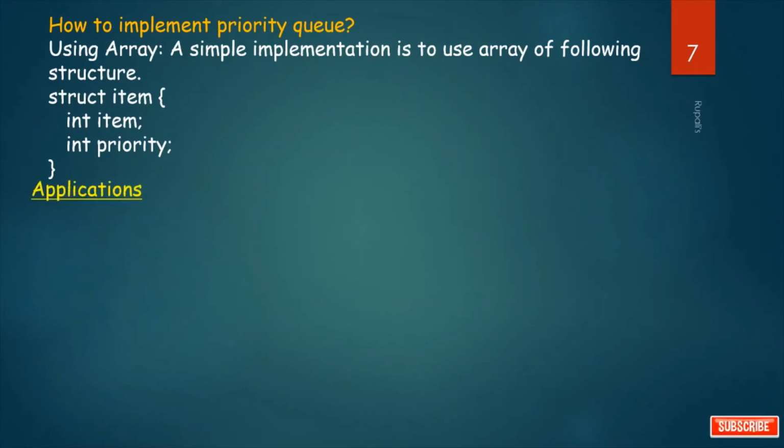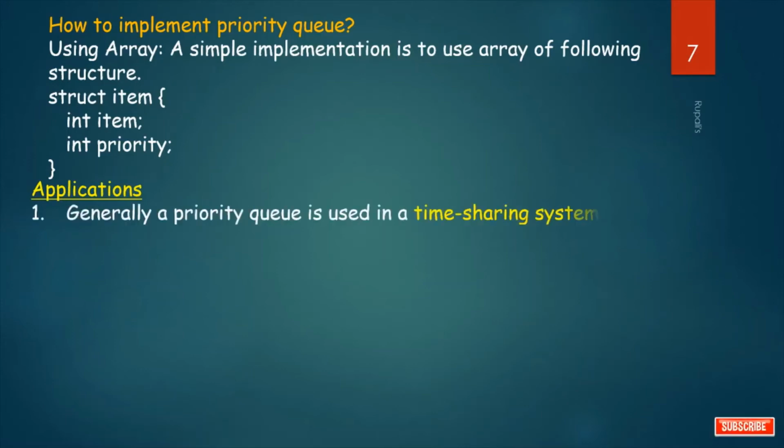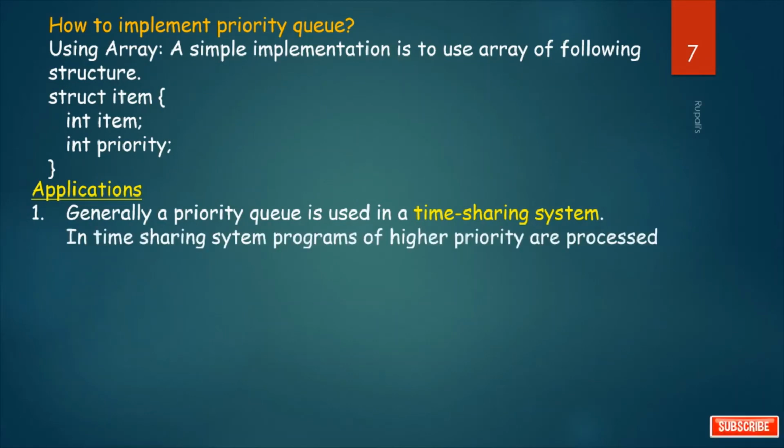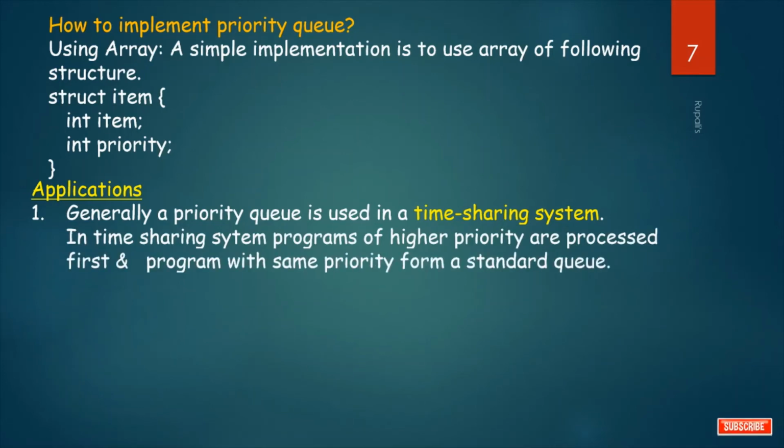Now applications. Generally, a priority queue is used in a time sharing system. What is time sharing system? In time sharing systems, programs of higher priority are processed first and the programs with the same priority form a standard queue.